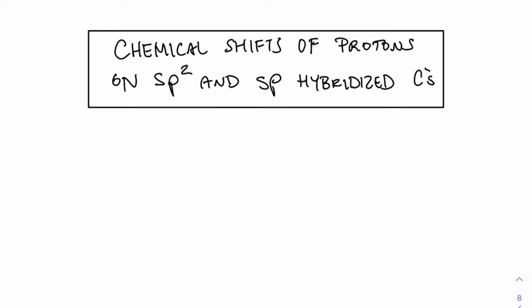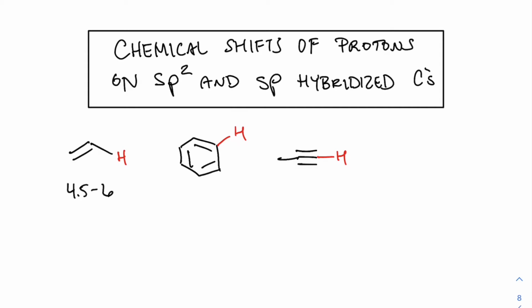Alright, so this video is going to be an explanation on the chemical shifts of protons on sp2 and sp hybridized carbons. So, for example, if we have an alkene and a benzene ring and an alkyne. Let's just say we have that, and then we want to see more or less where these protons are supposed to show up. Now, we've already mentioned this before.